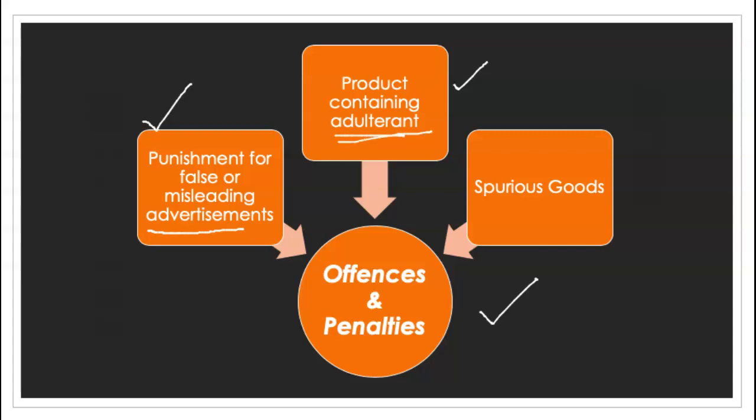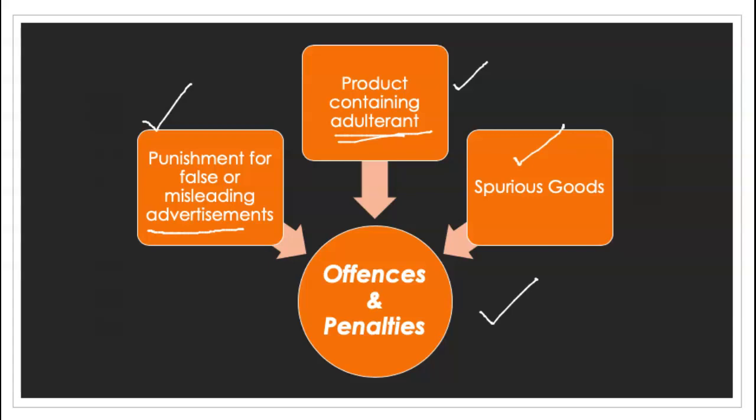And the Act also provides that in case the product contained an adulterant and इसकी वजह से consumer को grievous hurt cause हुई है या this resulted in the death of the consumer, it shall be treated as cognizable and non-bailable offense. Now another important offense or penalty is in case of your spurious goods.